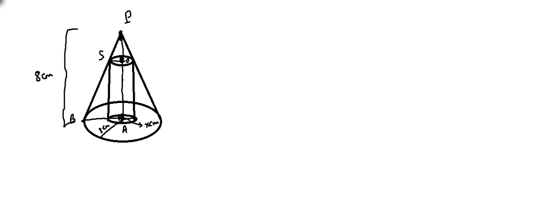We have here a cone and a cylinder inside this cone. The cone has a radius of 3 centimeters, and the cylinder inside it has the same axis as the cone, with a radius of x centimeters. And what is the height of the cone? It's PA, the height of the cone, which is 8 centimeters.